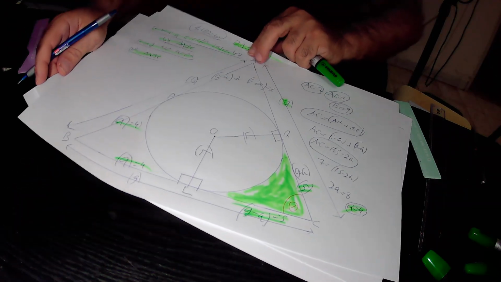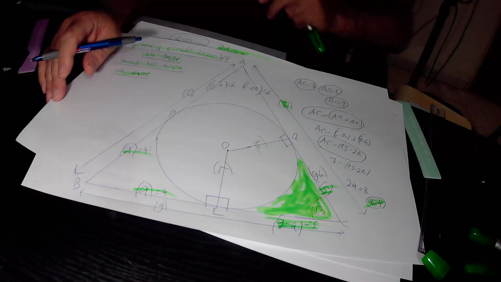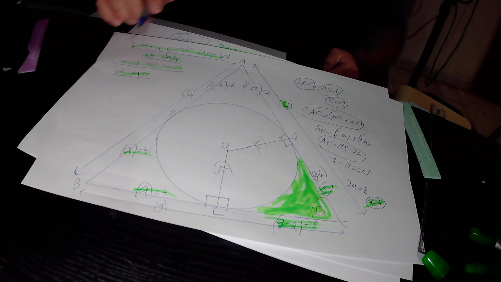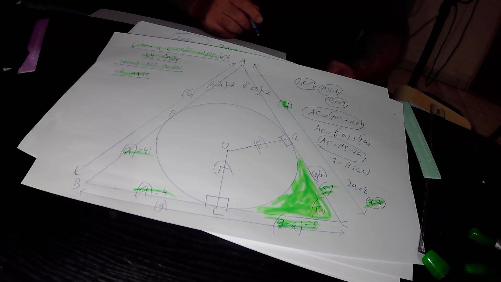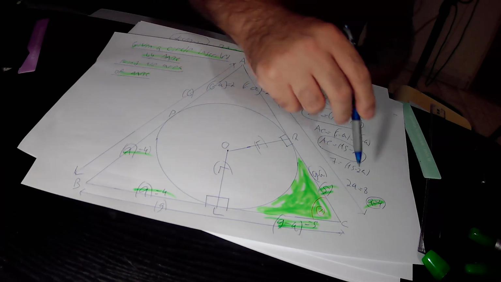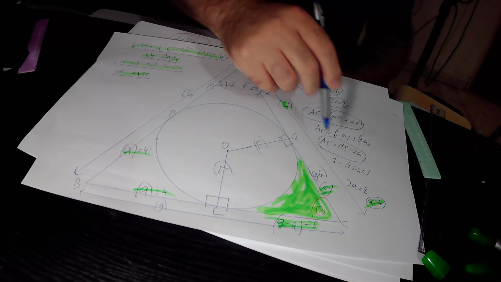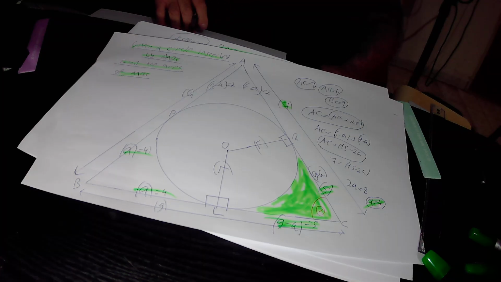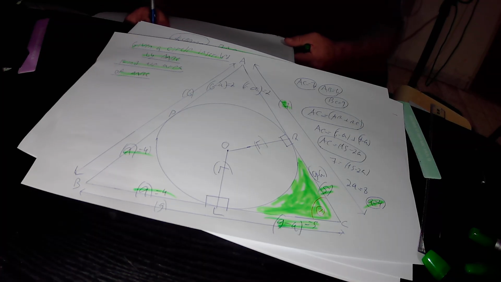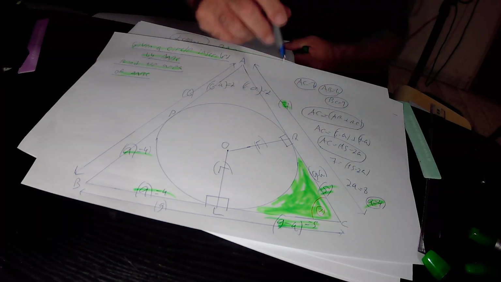We know that the sum of the angles in any quadrilateral is equal to 360 degrees. I repeat again, the sum of the angles in any quadrilateral is equal to 360 degrees. So the sum of the angles in quadrilateral OQCL is equal to 360 degrees. So which angles do we have in quadrilateral OQCL?